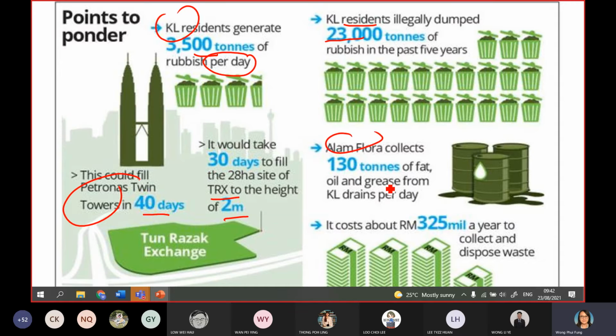Then Alam Flora needs to collect 130 tons of fat, oil and grease from the KL drains per day. What I want you to focus on is this one. Eventually, it costs 325 million a year just to collect and dispose of the waste. That's why if we don't have proper waste management, if we don't practice recycle and reuse, you end up spending more money just to collect and dispose of waste. So that is the consequence.